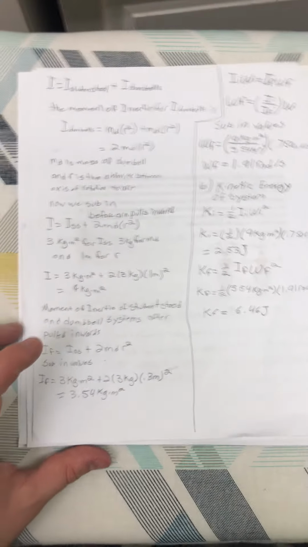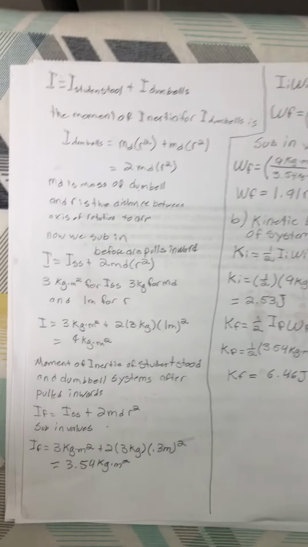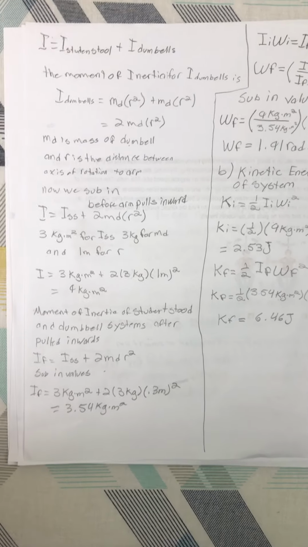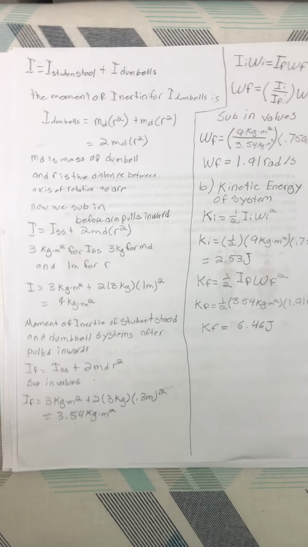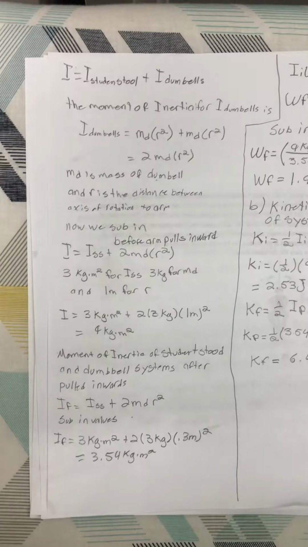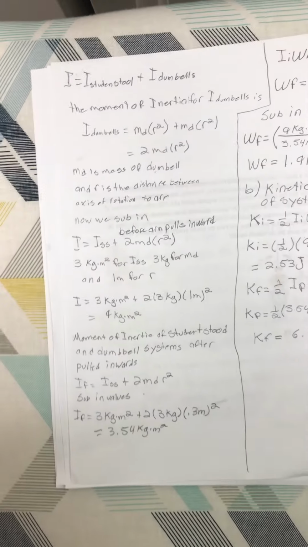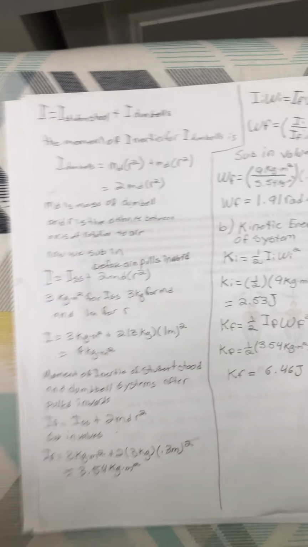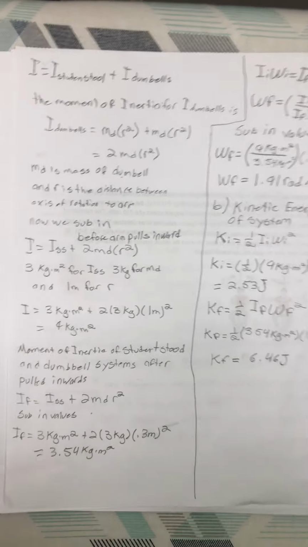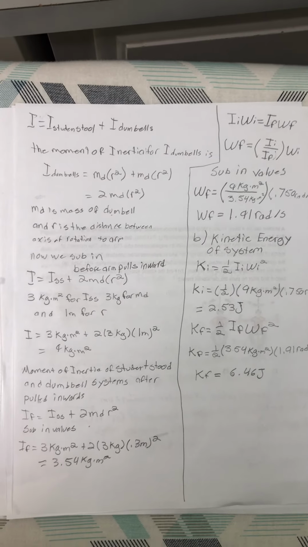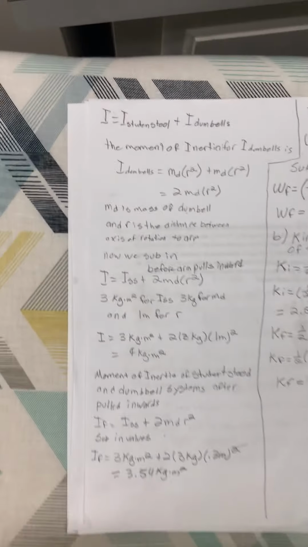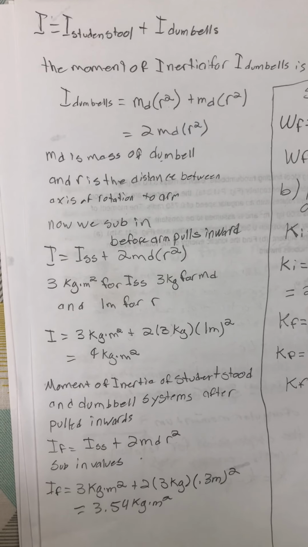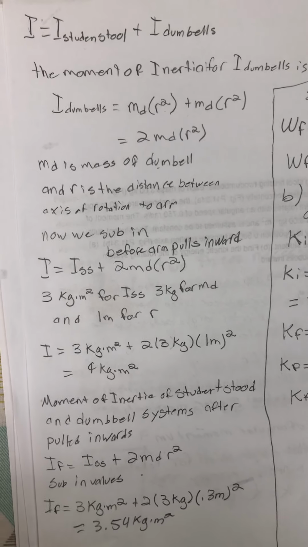And then doing the calculation, we have our I total, which is the inertia of the student and stool plus the inertia of the dumbbells. The moment of inertia of the dumbbells is I dumbbells equals mass of dumbbell times r squared plus mass of dumbbell times r squared, and that is equal to 2 times mass of dumbbell times r squared. And r is the distance between the axis of rotation and the arm. Now we sub in the values.